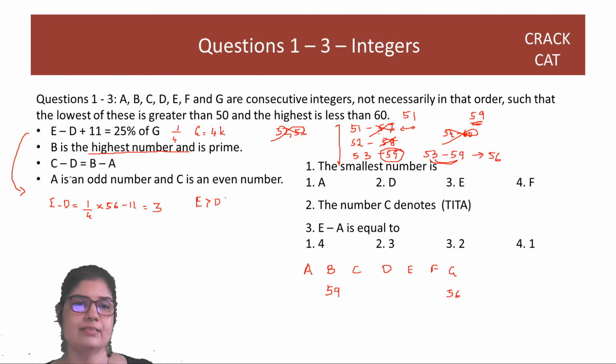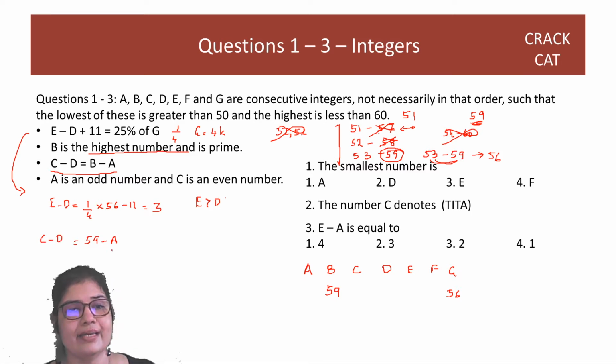Okay, now next point. C minus D is equal to B minus A. Now B we know is 59, so it is 59 minus A. B is 59. Okay. It is given that A is odd, which means 59 minus A will be even. And given that C is even, so D is also even.